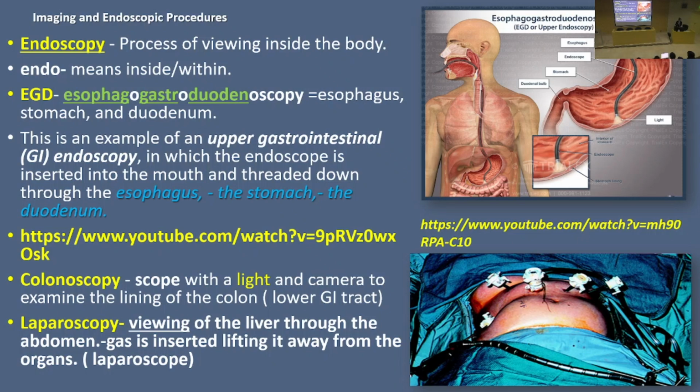So EGD, your esophagogastroduodenoscopy. So this is three sort of sections. You have your esophagus, your stomach, and your duodenum. So this is our upper gastroendoscopy. Then you have your colonoscopy and your laparoscopy.